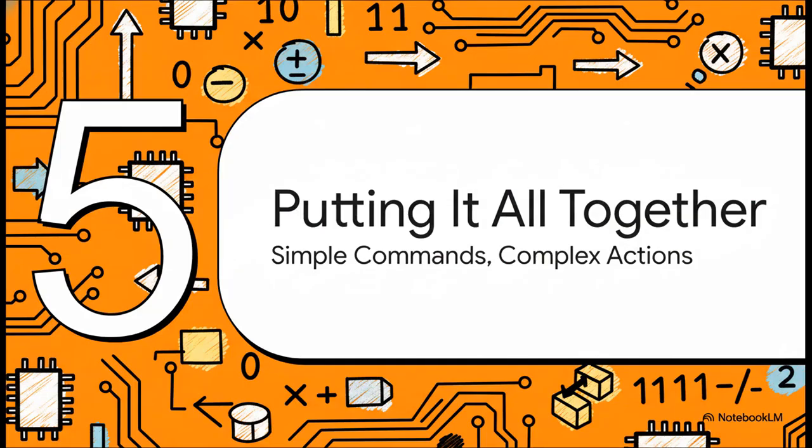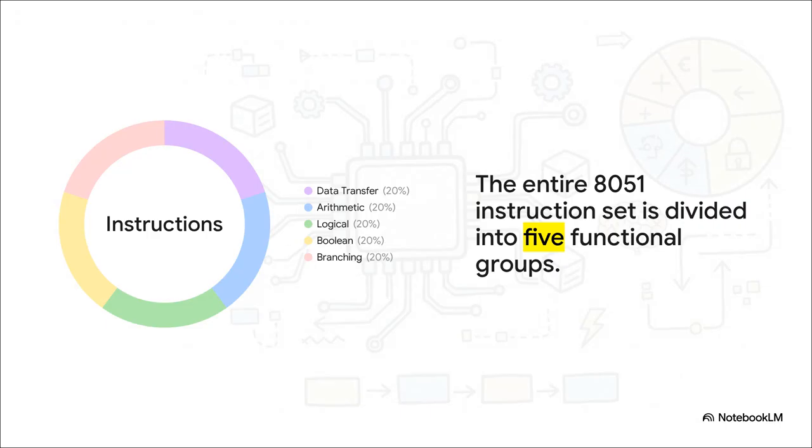Okay, let's step back for a second. We've seen how the 8051 moves data, does math, and controls the flow of a program. Let's see how all these simple commands come together to create literally every complex action we depend on. You know, everything we've talked about falls into one of these 5 main groups. You've got data transfer for moving stuff around, arithmetic for doing the math, logical and Boolean for flipping individual bits, and branching for jumping around and making decisions. That's it. That's the whole toolkit.